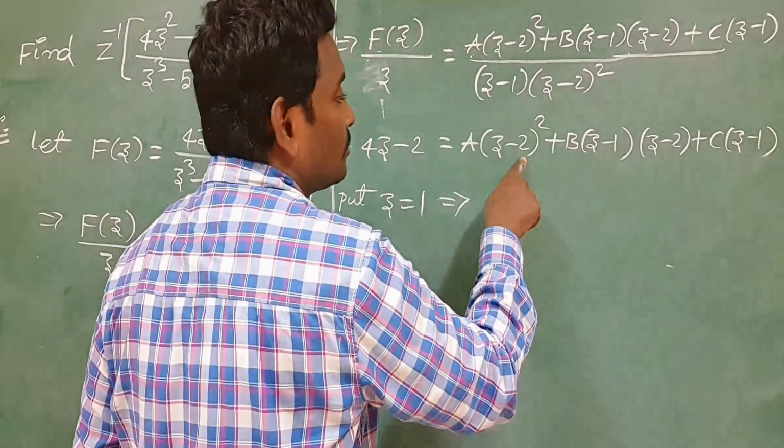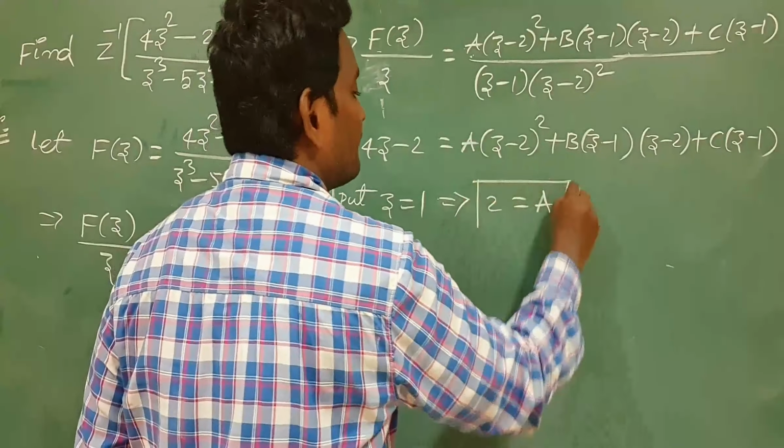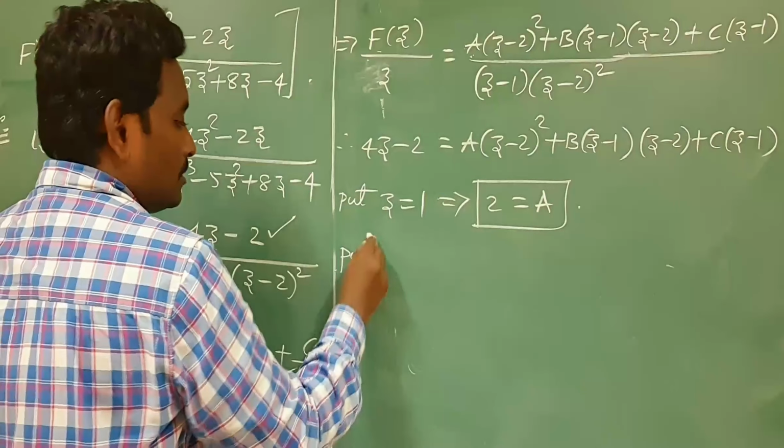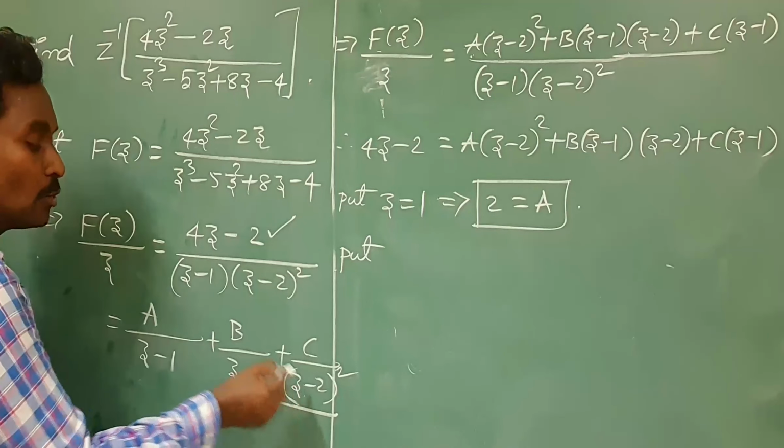1 minus 2 whole square is 1. 1 into A. So A value is 2. Now for the B and C values, their denominators are z minus 2, whose root is 2.